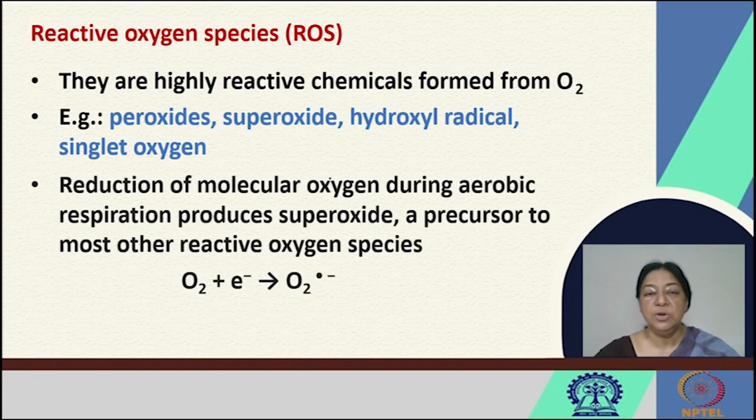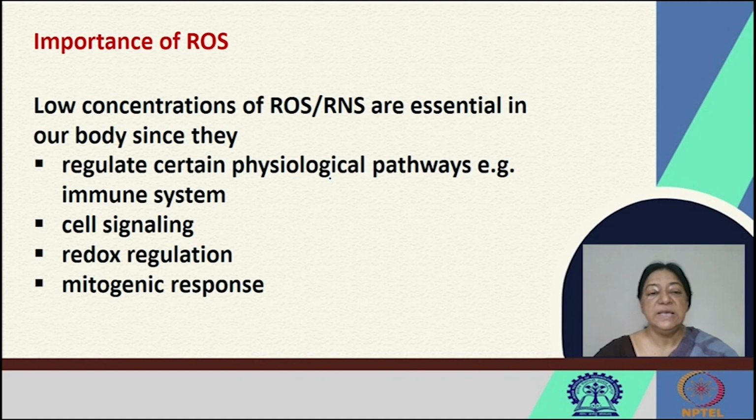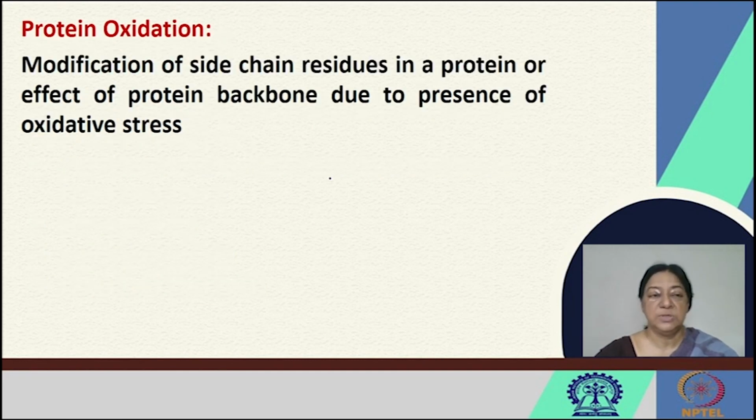The reduction of molecular oxygen during aerobic respiration produces superoxide. This superoxide is a precursor to most other reactive oxygen species, and these are what cause damage. However, low concentrations of these ROS, the reactive oxygen species, or the RNS, the reactive nitrogen species, are essential in our body since they have certain functions in the regulation of certain physiologic pathways, for example, in the immune system, for cell signaling, for redox regulation, and for mitogenic responses.